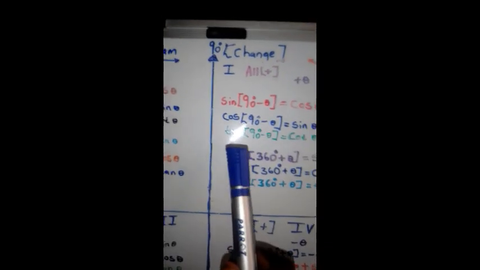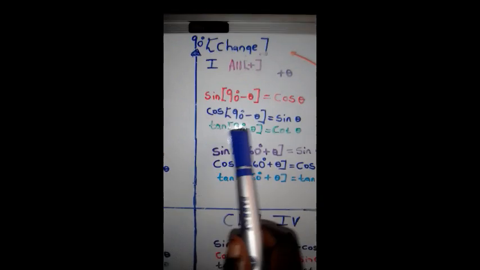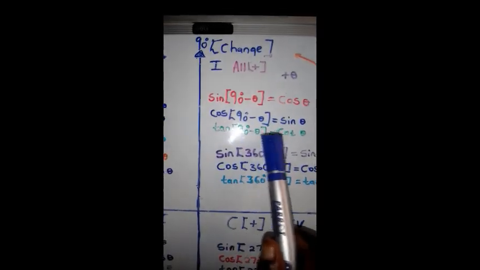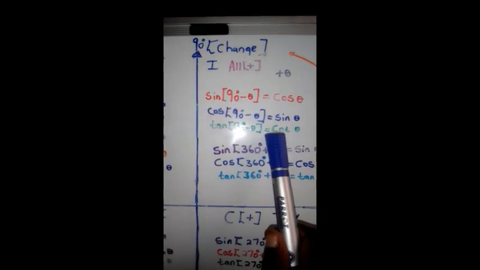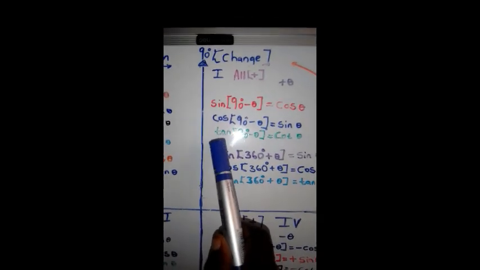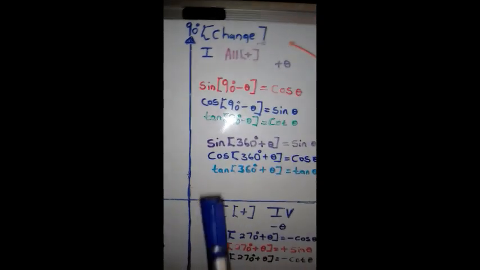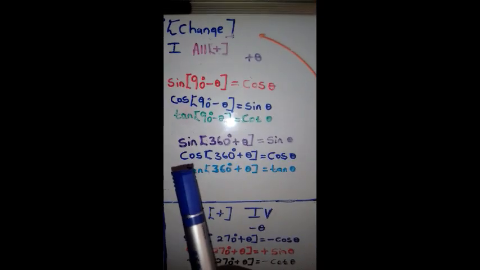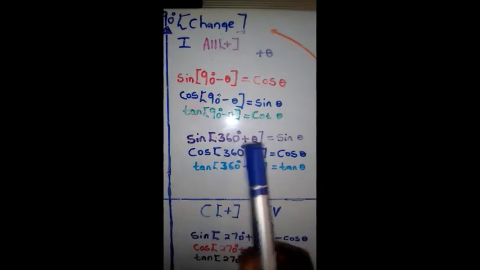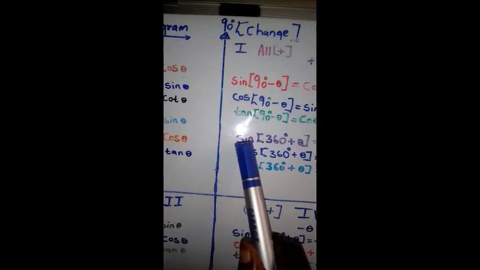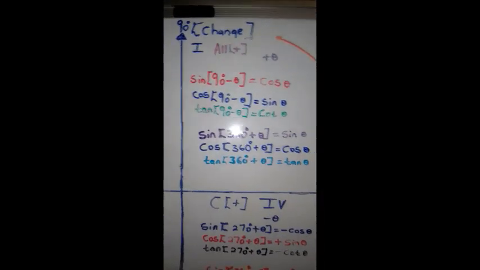Let's go to the third one. This one says tan of 90 degrees minus theta. 90 means what? Because tan is positive on the first quadrant, tan will change to cot theta. Let's do other ones. This one says sine of 360 plus theta. 360 means no change. Sine is positive, so this will remain as sine theta.